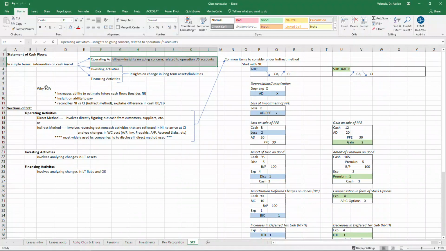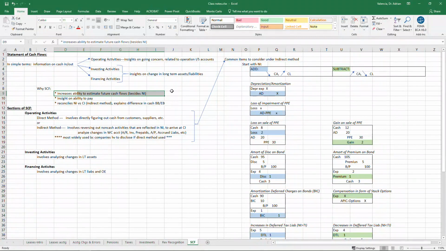So why is the statement of cash flows one of the statements included in the annual report of a company? The first thing, and this one may not be as apparent to you, but based on academic research and based on many years of findings that support the idea that if we understand the company's cash flows in a particular period, it can actually help us predict future cash flows.